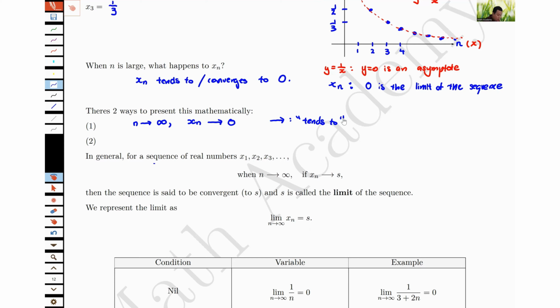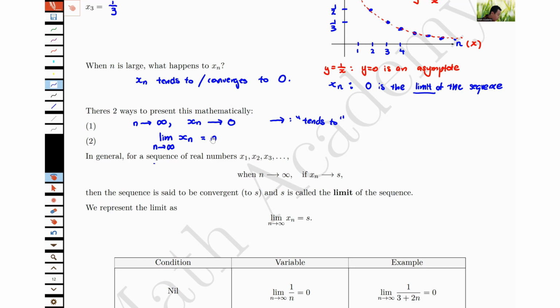The other notation is to specifically write out the word limit, but limit in short, in terms of notation, we just write as lim. So we say limit of xn as n tends to infinity is 0.